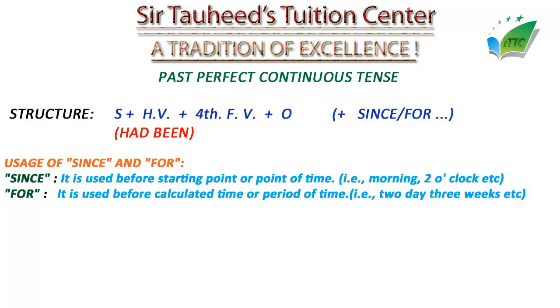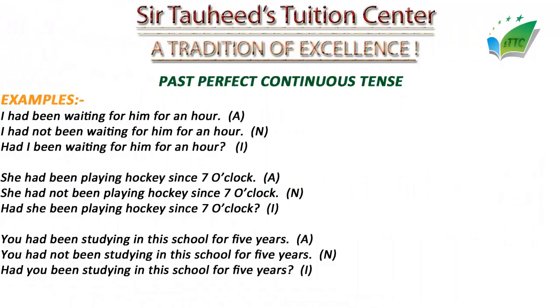Something like 2 days, 3 weeks, 4 hours or 5 years. In this you can understand that the timing is given as a period. This is not just the starting point, but it shows the complete time for which the activity kept going. So this is called the uses of since and for. Now let's have a look at some examples.